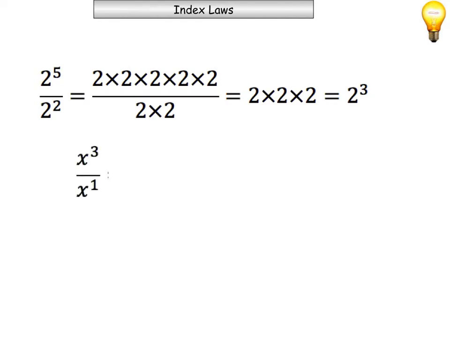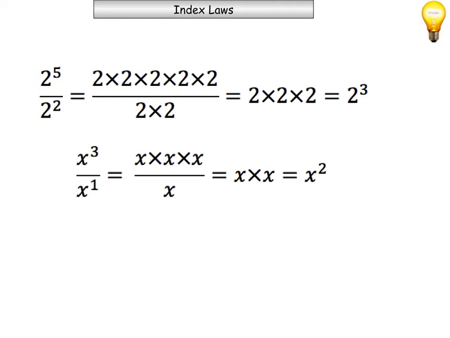In the same way, we're doing it for x. So we get x to the power of 3 divided by x to the power of 1. I'm going to write it in expanded form. We can again cross off and replace with 1 on both sides, so we end up with just x times x, which in index form is x squared. So again, we're looking at the powers and seeing if there is a relationship that we can see that is consistent.